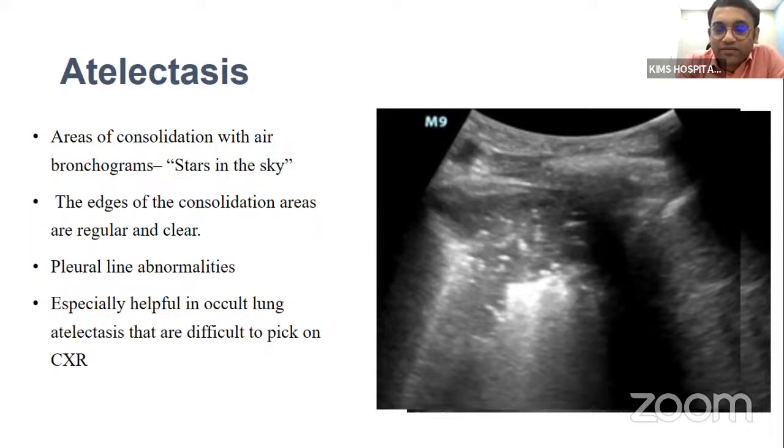So we need to provide an adequate amount of pressure, and we need to do chest physiotherapy. This will open up the lung, and slowly the baby will get weaned off from the respiratory support. In this way, atelectasis diagnosis can be helpful in the management of the babies.